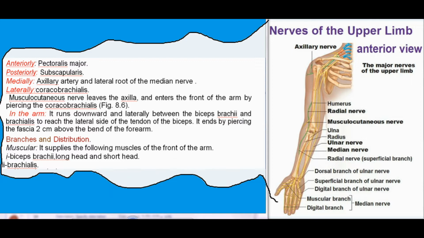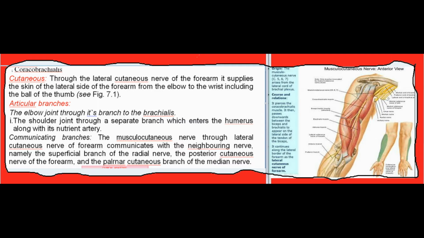Branches and distribution. Muscular: it supplies the following muscles of the front of the arm. 1. Biceps brachii, long head and short head. 2. Brachialis. 3. Coracobrachialis. Cutaneous: through the lateral cutaneous nerve of the forearm it supplies the skin of the lateral side of the forearm from the elbow to the wrist including the ball of the thumb, see Fig 7.1. Articular branches: the elbow joint through its branch to the brachialis. The shoulder joint through a separate branch which enters the humerus along with its nutrient artery.